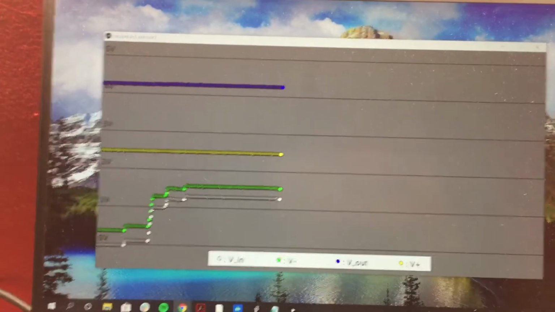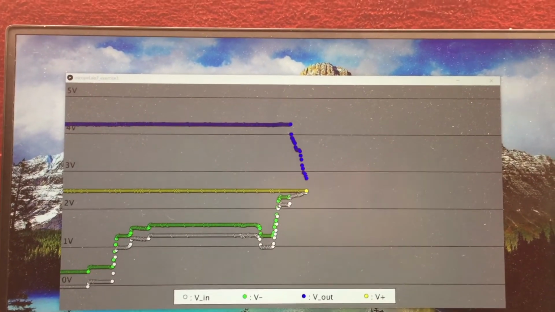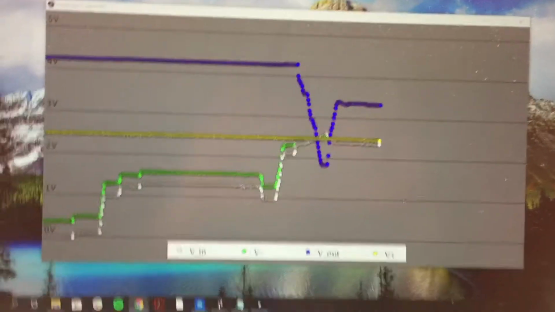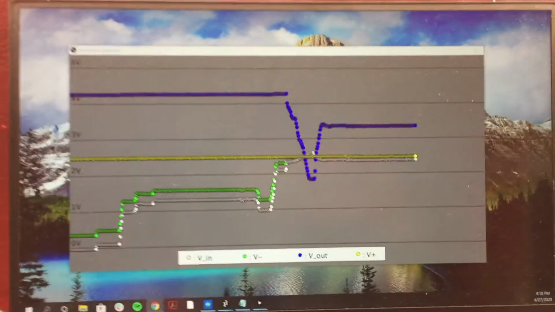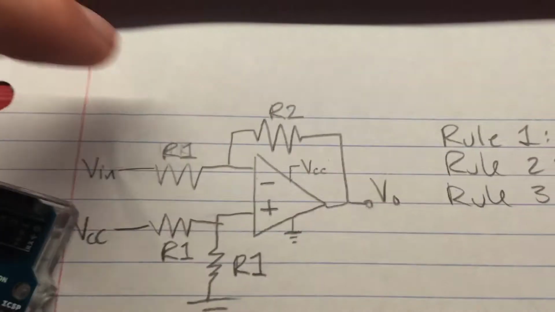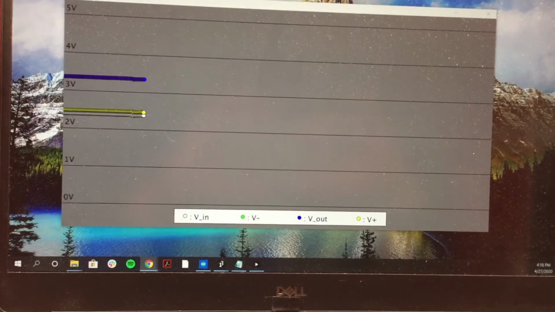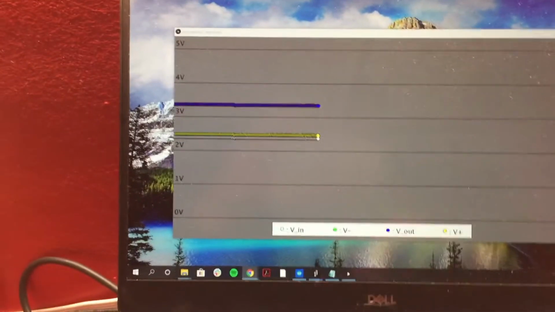This is breaking Rule 2. This is because during normal operation, when V out is not plateaued, V out can change to whatever is necessary to keep V- equal to V+ through this voltage divider here. However, once the op-amp saturates and V out is held constant, V- will continue to change with Vin.